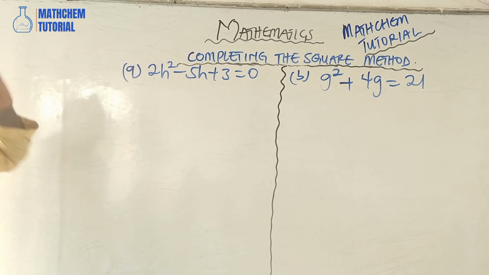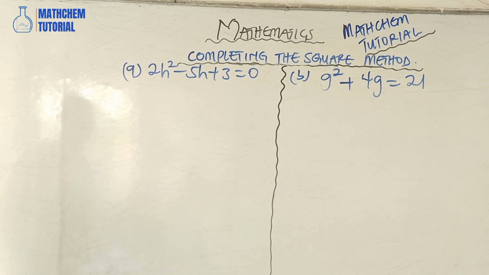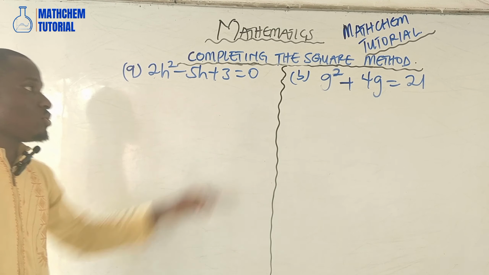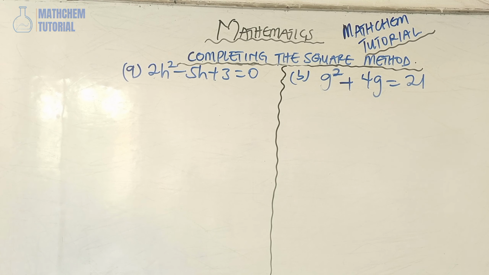The next method we are going to be using is the completing the square method. So we are still going to solve these two examples using that same method. The first example we are going to solve is the one we solved using factorization. We're still going to use it to solve using the completing the square method. Like I said earlier, we are going to get exactly the same answer.